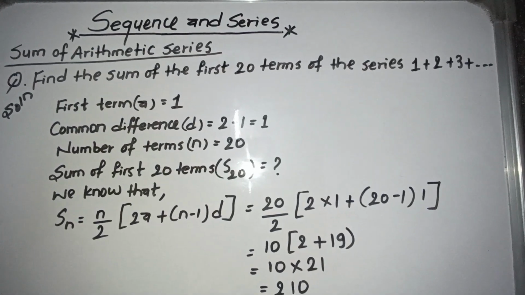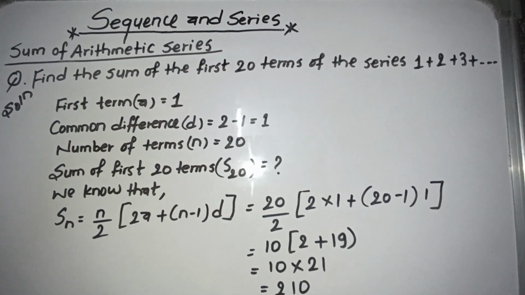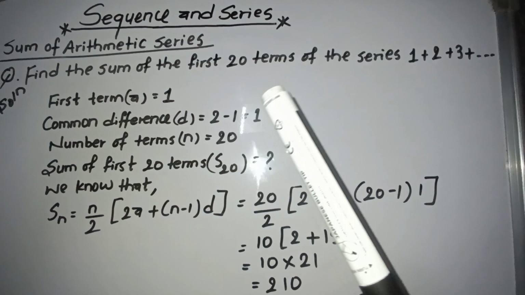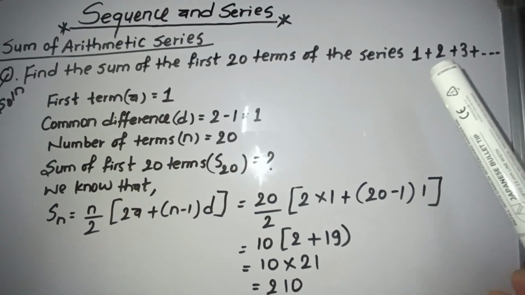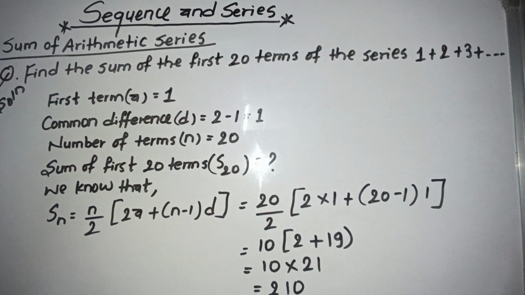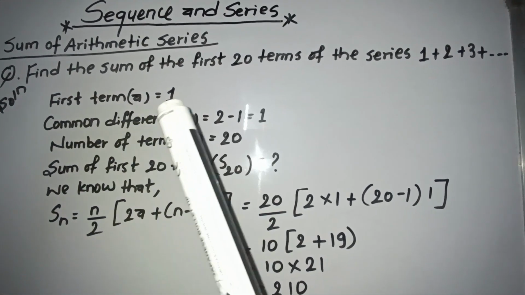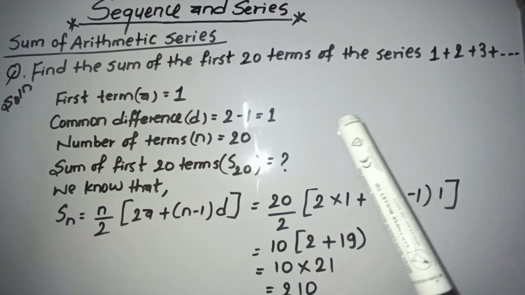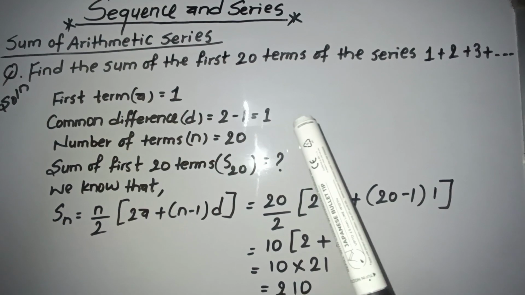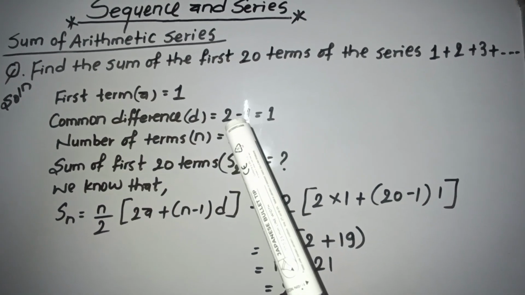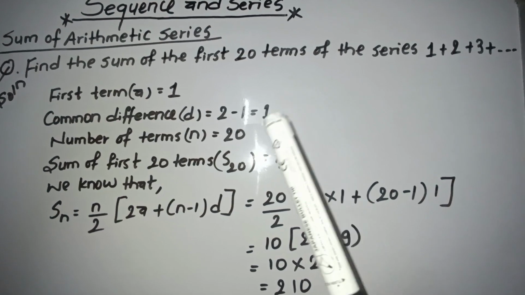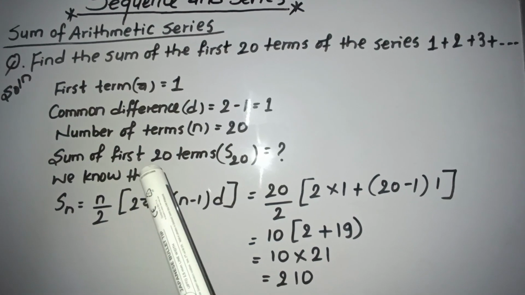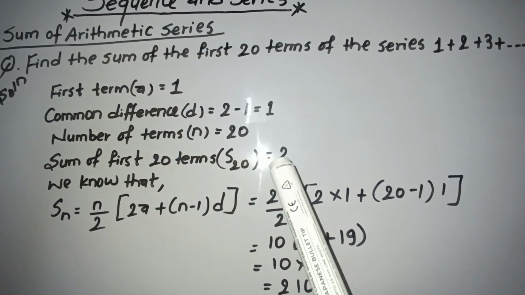We are going to solve a numerical problem which is based on the sum of an arithmetic series. In the question, find the sum of the first 20 terms of the series, that is 1 plus 2 plus 3 plus. First term a is equal to 1. Common difference between the terms, 2 minus 1 is equal to 1, or 3 minus 2 is equal to 1. The number of terms n is equal to 20. Sum of first 20 terms S20 is equal to what?